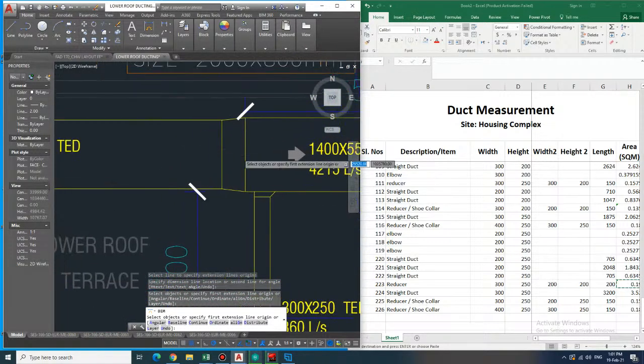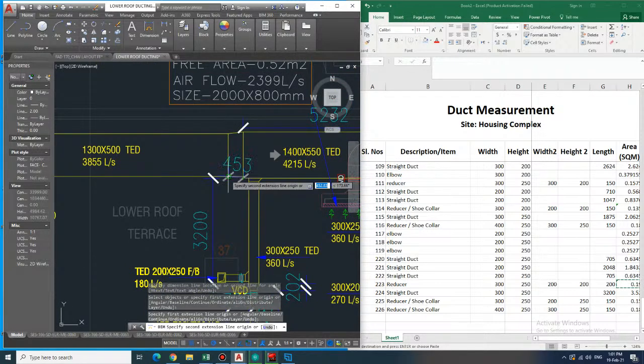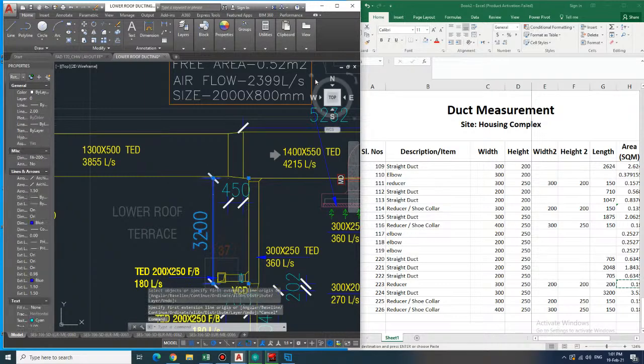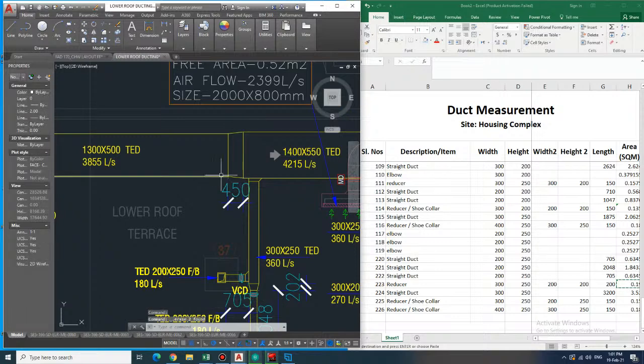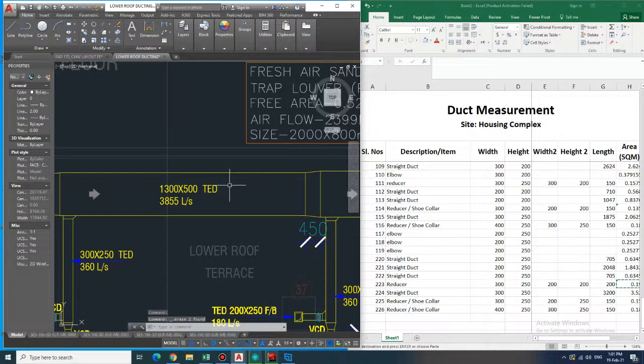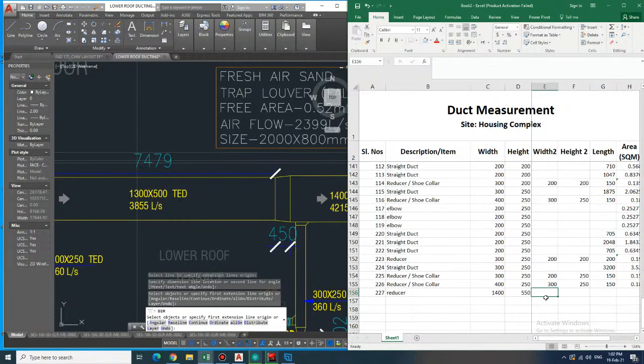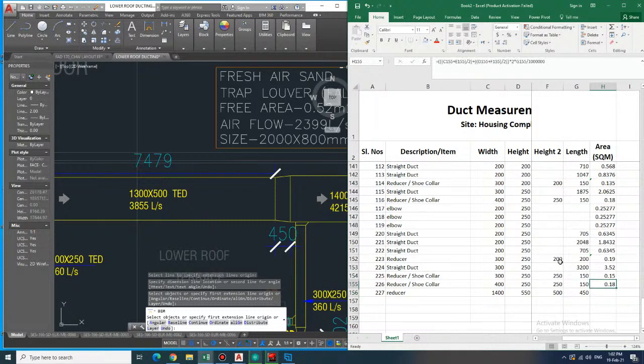Next, this reducer we need to find. First of all, the length will be 450. This we can do it. Otherwise this will make confusion. Okay, this will be 450, and this length also we can take. So 227 is a reducer. 1400 by 550 to 1300 by 500. Both width and height reduced. The length will be 450. So we put the reducer equation. 1.68 square meter will come.